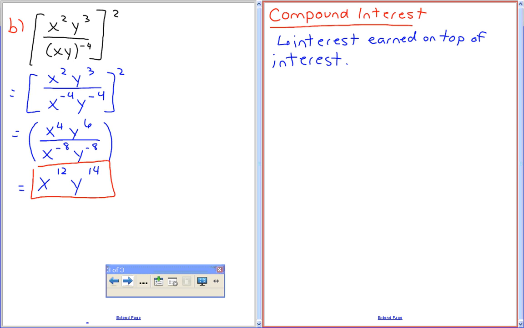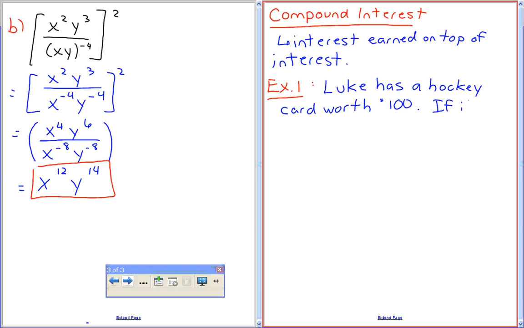Now what this means, here, example 1, we'll do this in logic here. So I want to show why this is important. We're going to say Luke has a hockey card worth $100. If it earns 10% per year, make a table.